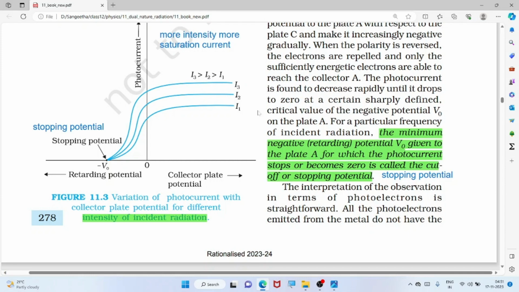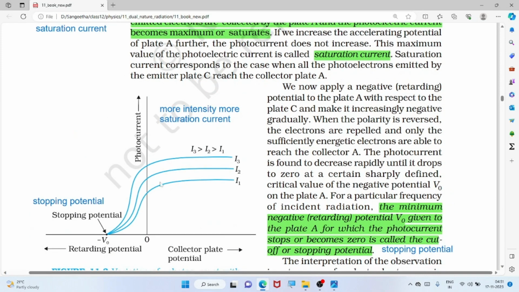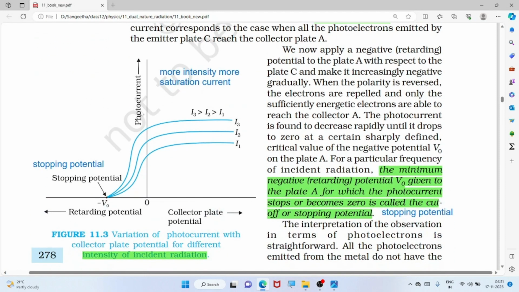So when you increase the voltage, the current increases, and after a certain voltage this current saturates. This is called saturation current. More intensity, more saturation current. This is the photoelectric current.